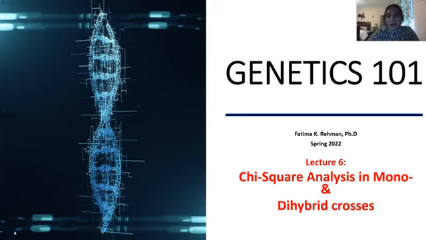Hello everyone, welcome again. So today we are going to continue looking at Mendelian genetics, and we are going to examine how we can look at mono and dihybrid crosses and examine if they follow Mendelian inheritance patterns. And we are going to examine how we can statistically analyze that using Chi-Square analysis. So let's go ahead and get started.